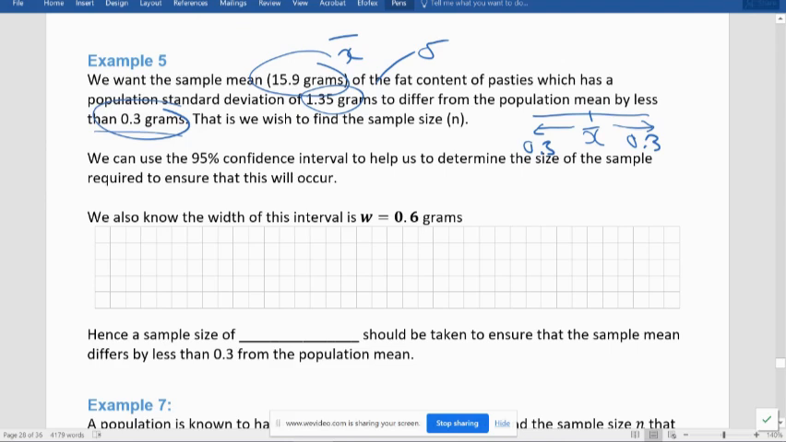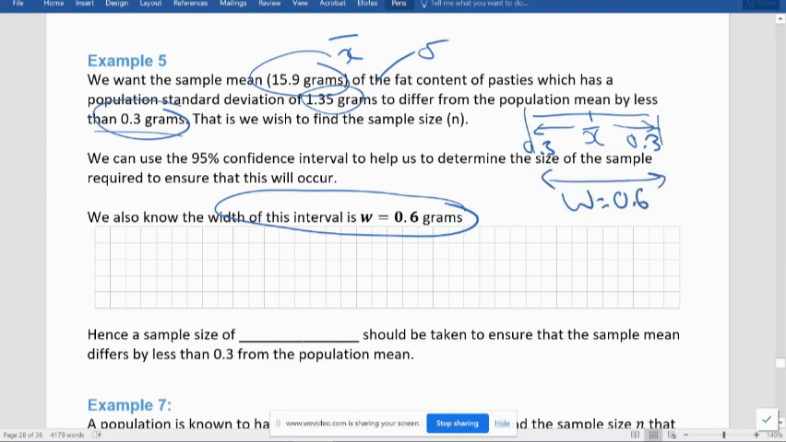So I'm thinking about that question. It says below that the width will be 0.6. Can you see, if we differ by 0.3, it means we could go 0.3 up or 0.3 down, and that really tells us the width. So if you add those two together, we know that the total width of the confidence interval can be 0.6.